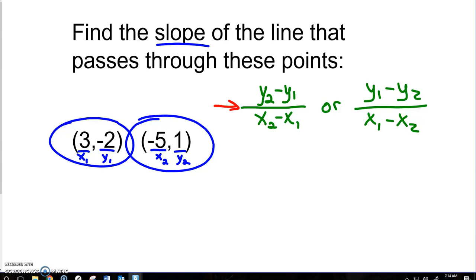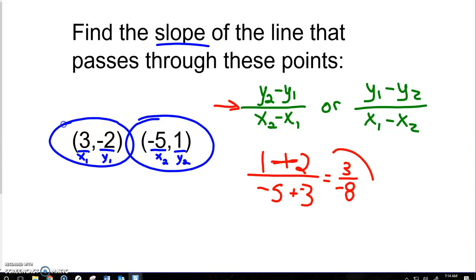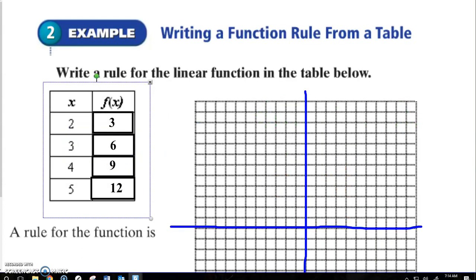I'm going to use this one right here. So y sub 2 for me is 1 minus -2. X sub 2 is -5, subtract +3. Well, I know this is going to give me 3, and this is going to give me -8. So the slope would be -3/8. So it's important that we remember how to find slope. We'll need slope when we write our equations, and we're going to write them in slope-intercept form. So, for example, this is something we practiced previously, so a quick review for us.